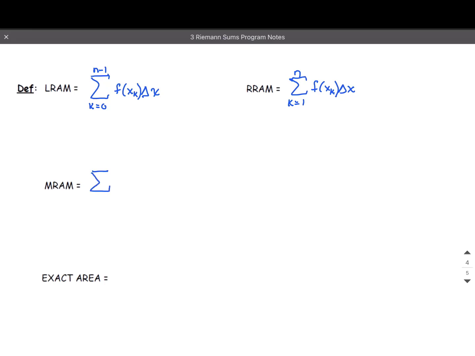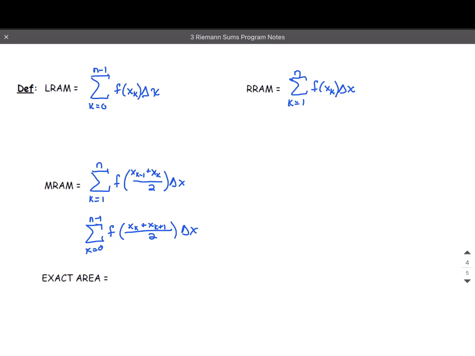For MRAM, we're going to sum up all of, now the way I'm going to write it, I'm going to have the k's go from 1 to n. It's delta x is the base again, times now the height is, we have to find the midpoint, so we have to use x of k minus 1, since I let k start at 1, plus x of k all over 2. Now, if k started at 0 and we went to n minus 1, then this would be f of x sub k plus x sub k plus 1 over 2 delta x. They're the same thing. It doesn't matter.